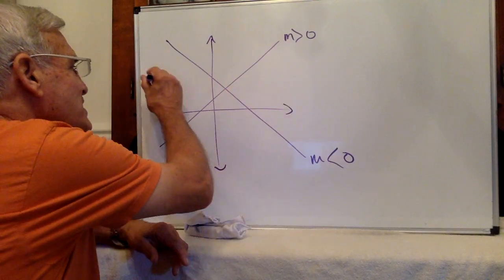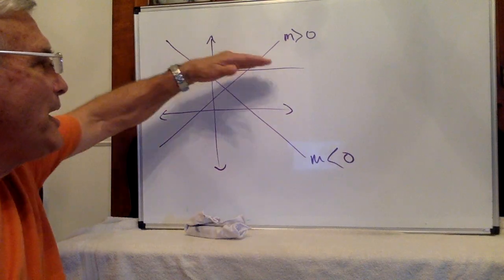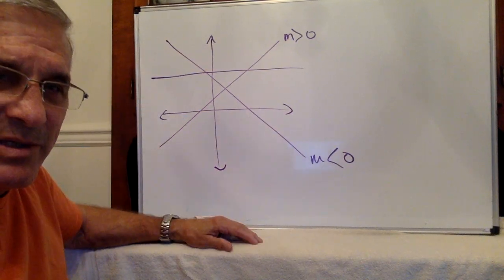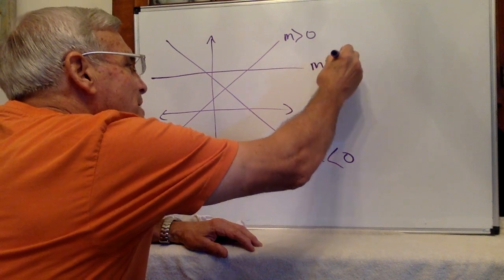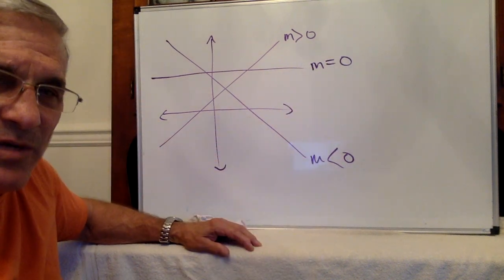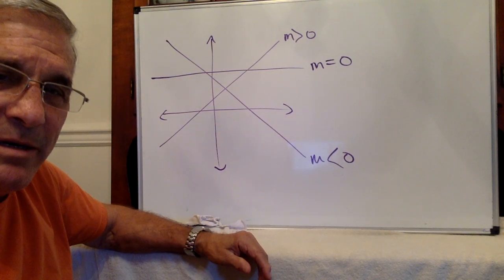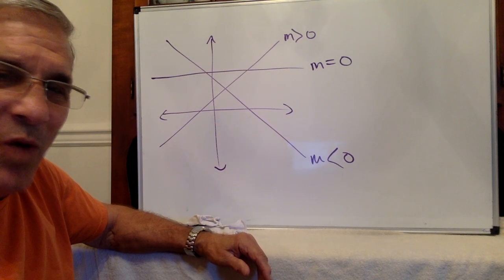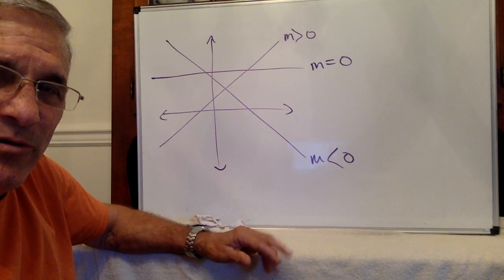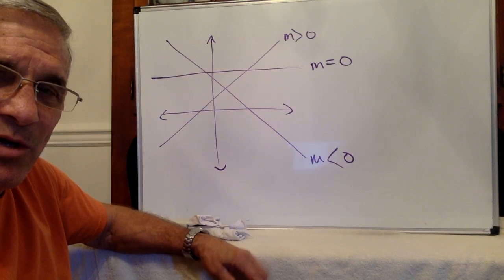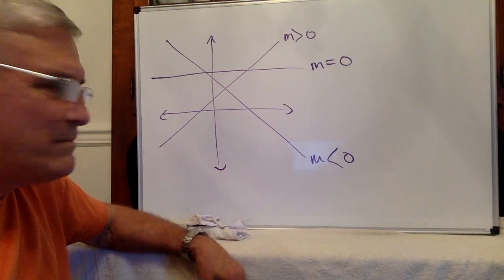The only other 2 cases: a horizontal line. If you have a line parallel to the x-axis, it's called a horizontal line. The slope of a horizontal line is equal to 0. And the reason is that every point on a horizontal line has the same y coordinate. Therefore, y2 and y1 are the same numbers, and the numerator of your formula for slope will be 0. 0 divided by any non-zero number is 0.